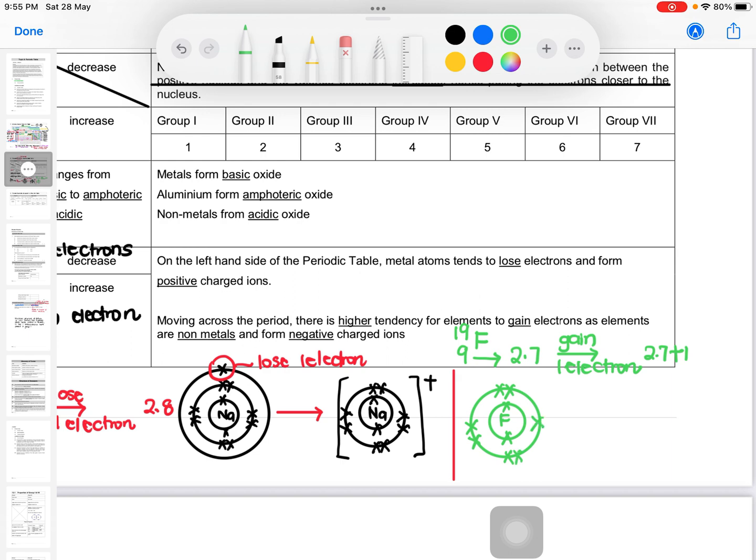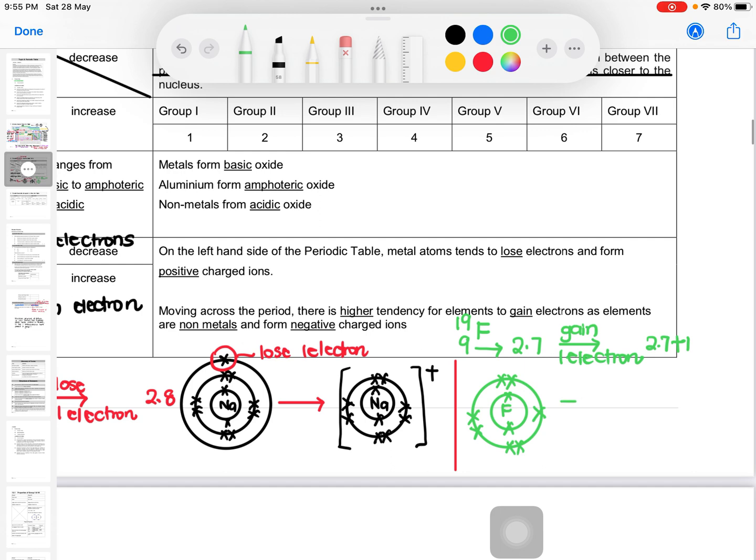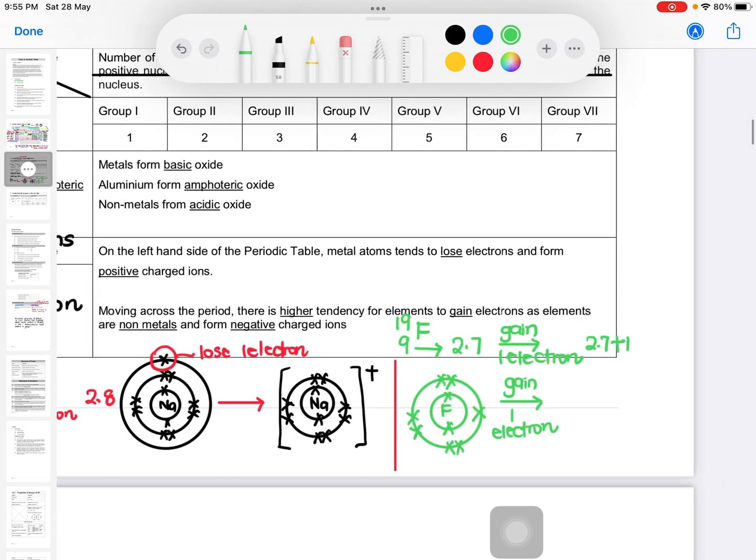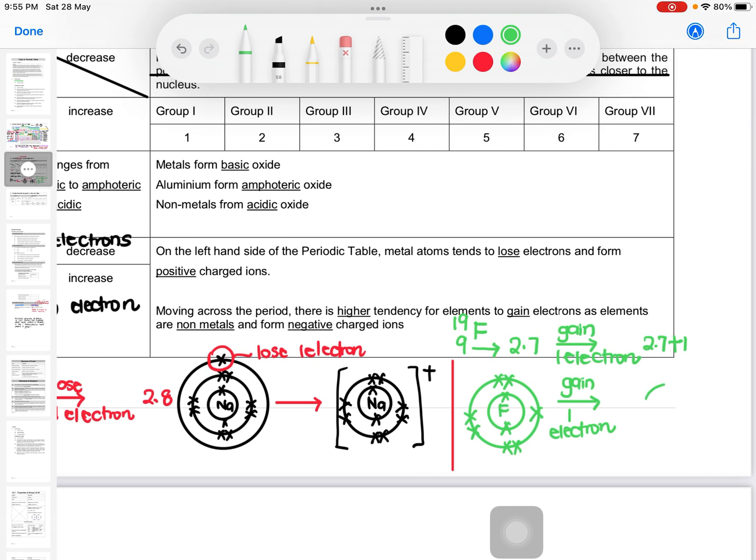Okay, 2.7. So after that, it is easier for me to gain one electron. When I gain one electron, I will have 2.7 plus 1. I will show you later why it is a plus 1. You actually have learned this under the topic of ionic bonding, so this is an application of it. The plus 1 comes from the electron that I gain. Your teacher will have taught you that you have to put a different notation.